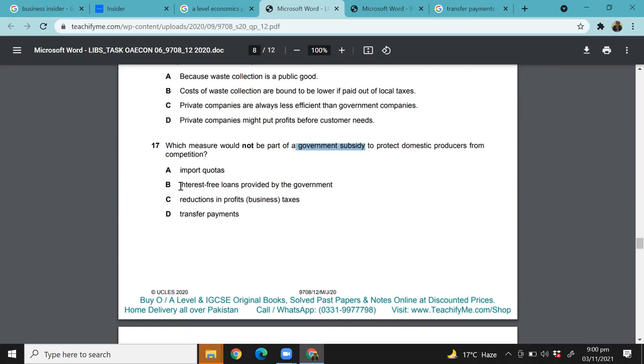Think about interest-free loans. It's a financial payment that the government is giving. With loans, the businesses can expand, can invest, and so on. Similarly, with a reduction in profit taxes, businesses will have more money to invest. And transfer payments also include subsidies that the government is giving to some types of businesses, so that is again money available to invest. But an import quota is not money. That is just protecting you from competition, but it's not money, right? Okay. Now, moving to the next question.